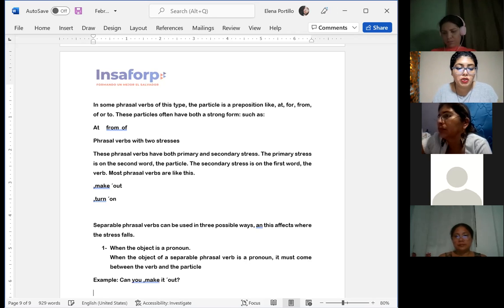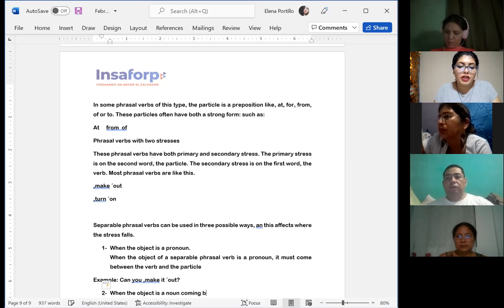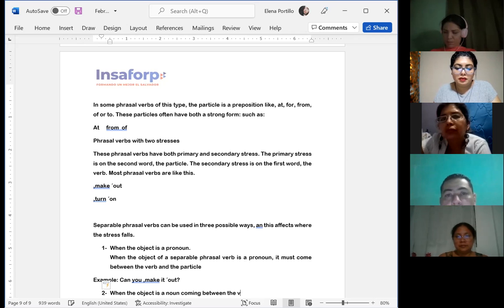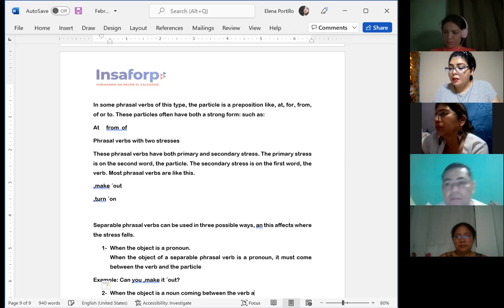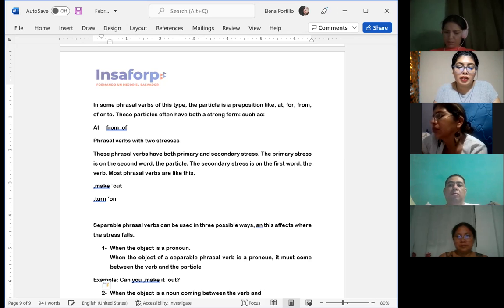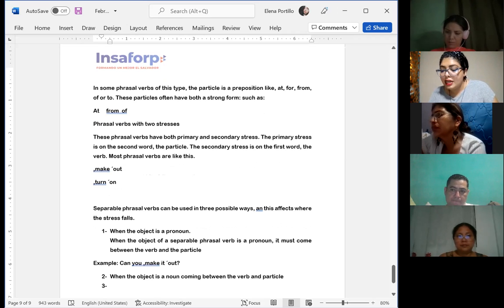Then we have the number two. When the object is a noun coming between the verb and particle. Again, in this case, it's talking about the stress.